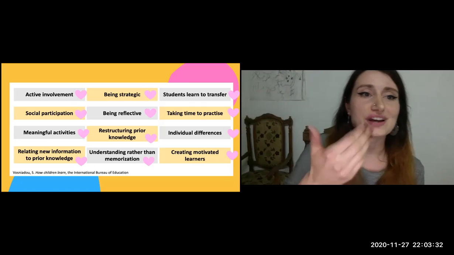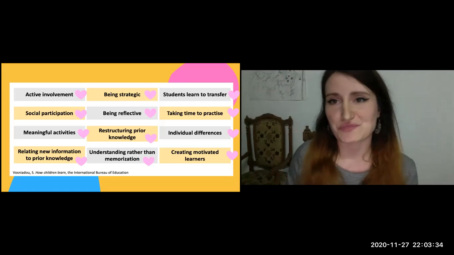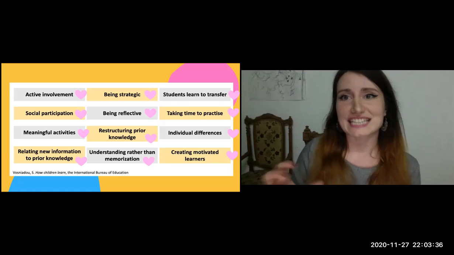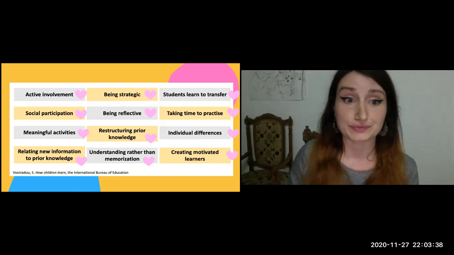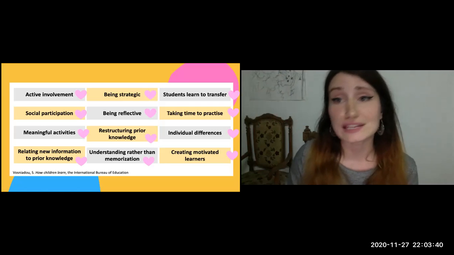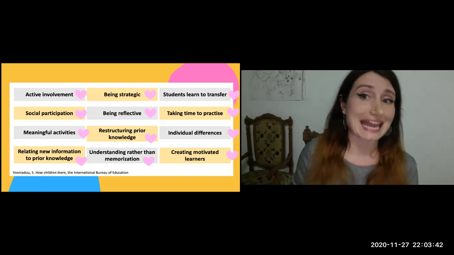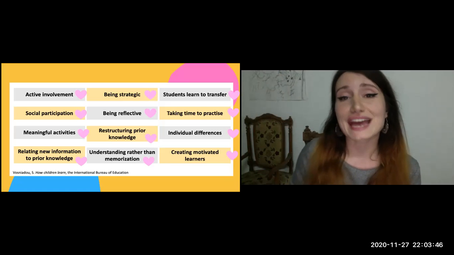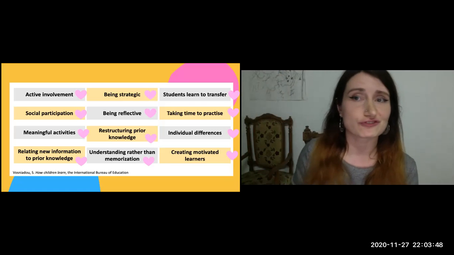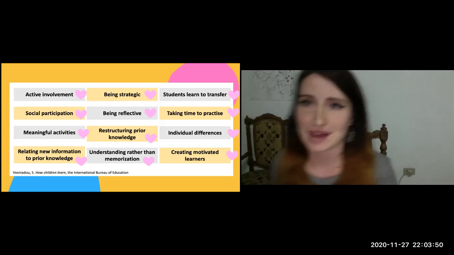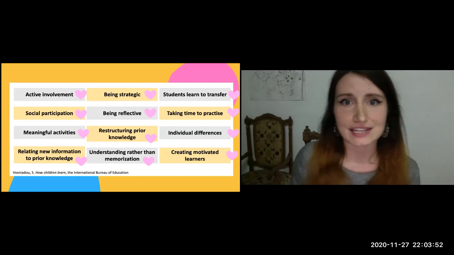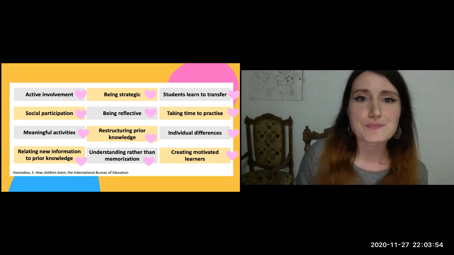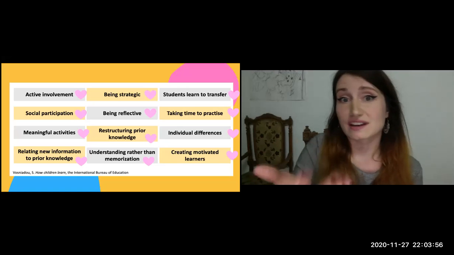For example, social participation, which we've briefly touched on: learning to interact and communicate with other people. Drama can give us meaningful activities, so we can play out real life scenarios before they actually happen. It's a safe space to almost try them before we step out into the real world and do it for real. Which also applies to being strategic.